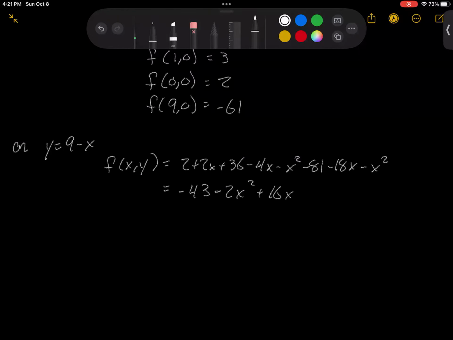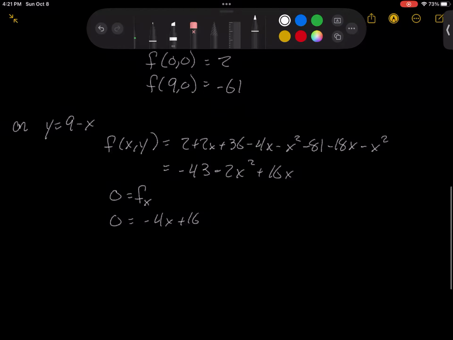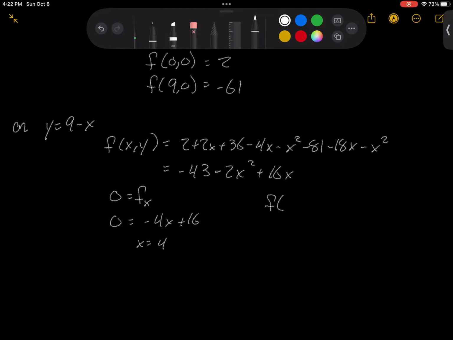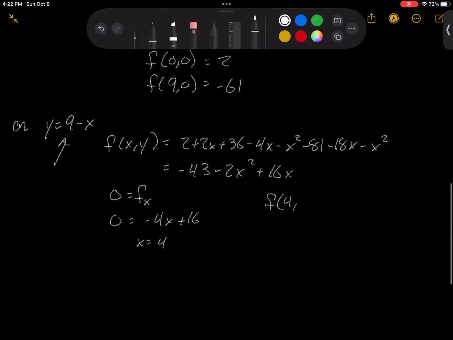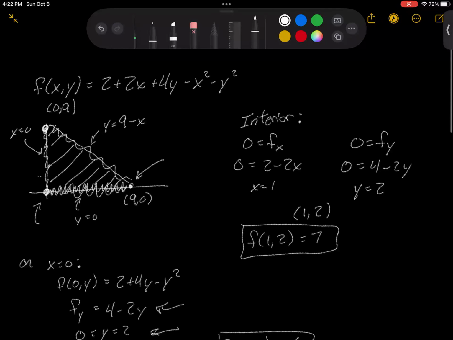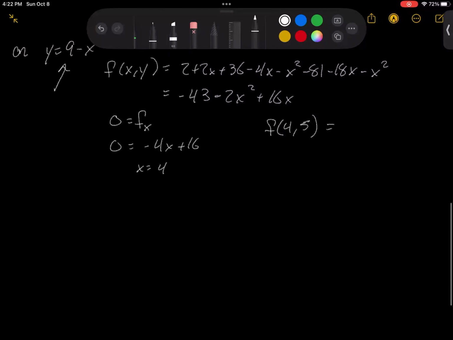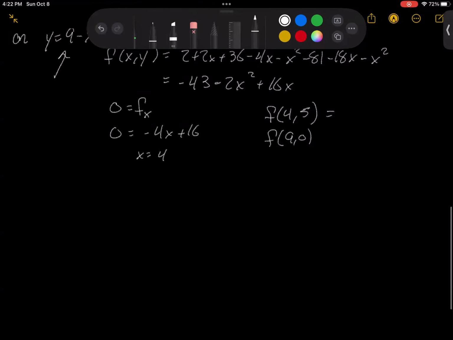All right, this function can have extrema when its derivative is 0, which is going to tell us that minus 4x plus 16 is equal to 0, or x is equal to 4, or at the boundary. So let's look at the interior point of that boundary. When x was 4, what's the y value? 9 minus 4 gives us 5. And then the boundary points of this boundary, I think we've already checked them, (9, 0) and (0, 9). But just for completeness, let's write it down.